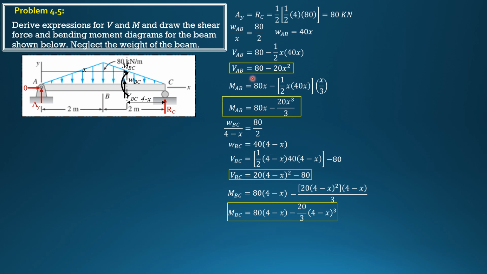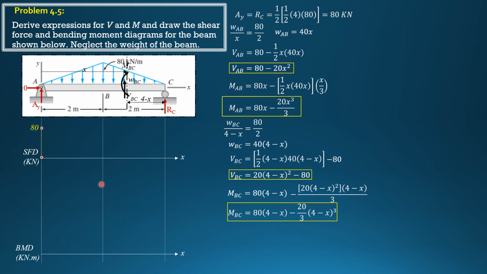So we have completed the shear and moment equations for the two segments. We are now ready to sketch the shear force diagram and the bending moment diagram. So for the shear force diagram, shear in portion AB, which is defined from 0 to 2. So we set x is 0, so 80 minus 20 times 0 square is 80. It begins with 80. Then when x is 2, 80 minus 20 times 2 square is 0. So it is 0 here.